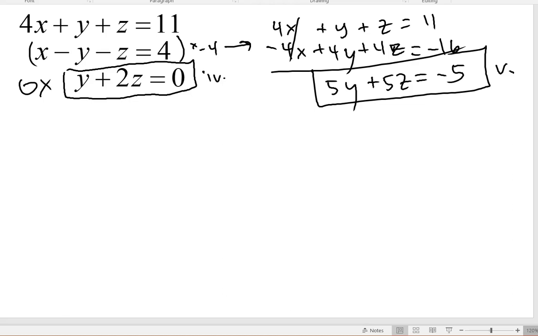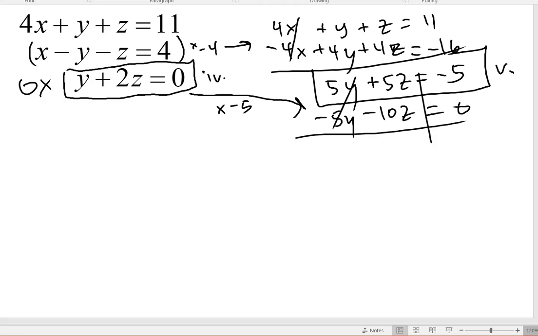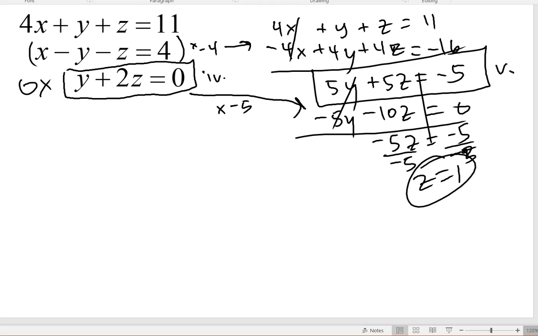I need to choose another variable to eliminate. I'm liking the y's because they're smaller. I just need to take equation 4, multiply it by a negative 5, get negative 5y minus 10z equals 0. So I get negative 5z is equal to negative 5. Dividing by the negative 5, z is equal to 1. We're not done. Really close, but we're not done.